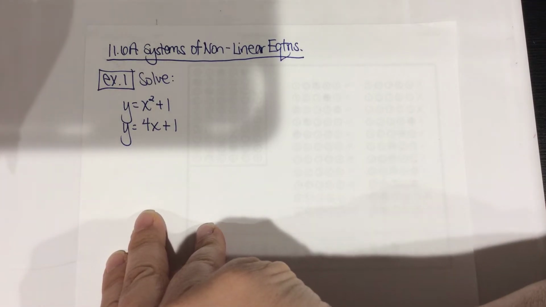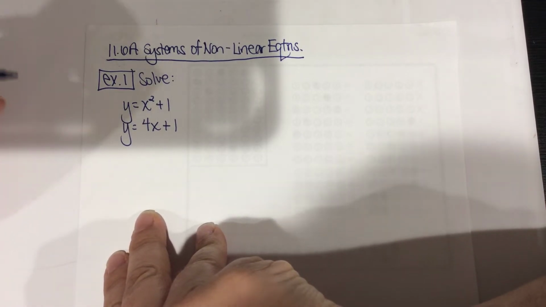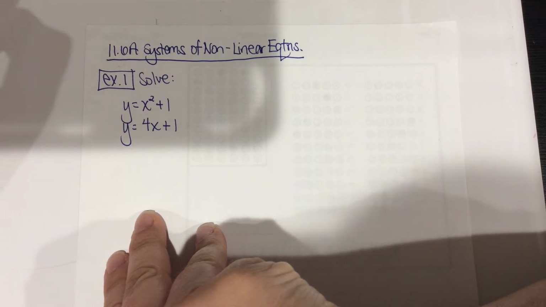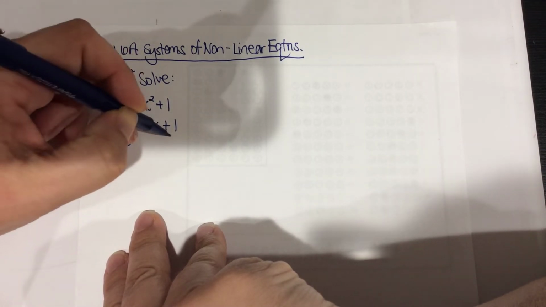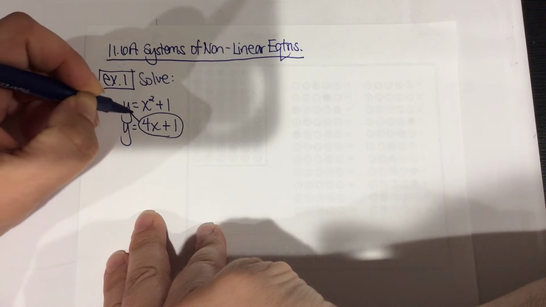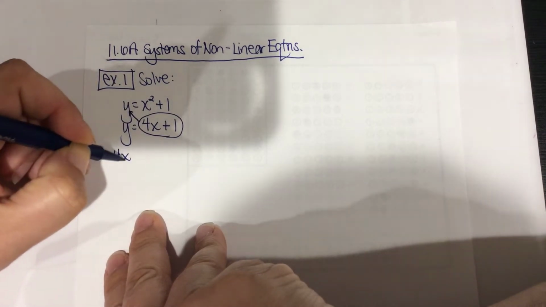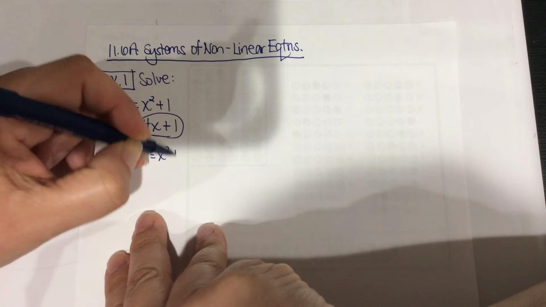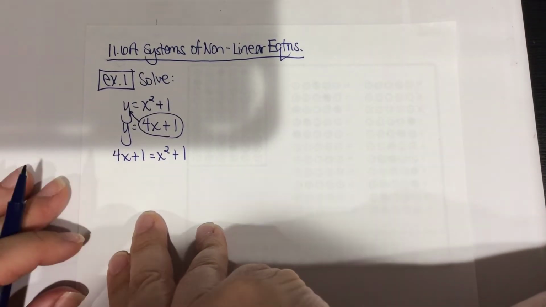Actually, we could eliminate the y's, couldn't we? But I feel better about substitution on this. So I'm going to take one of the y equals equations and plug it in for y in the other equation, just like we did in Algebra 1. And then I'm going to solve the system.